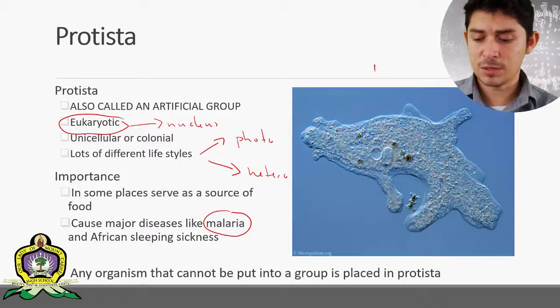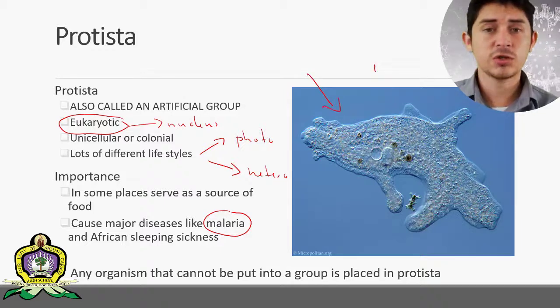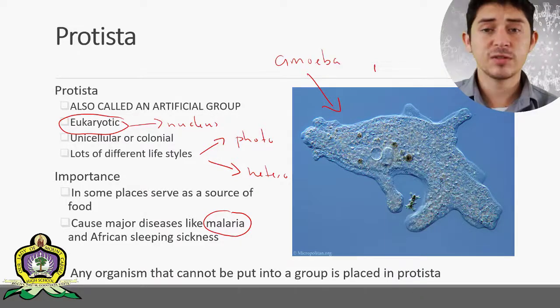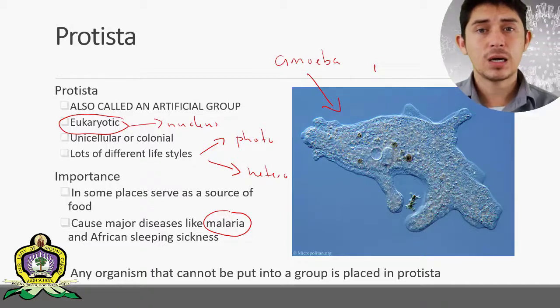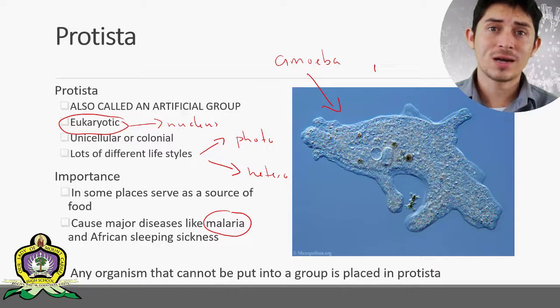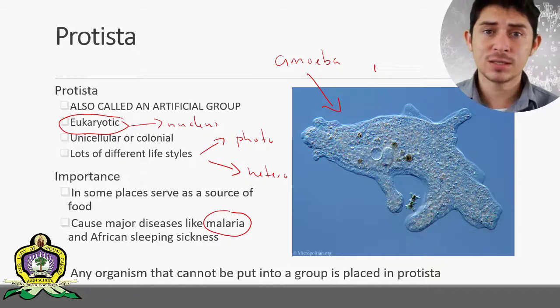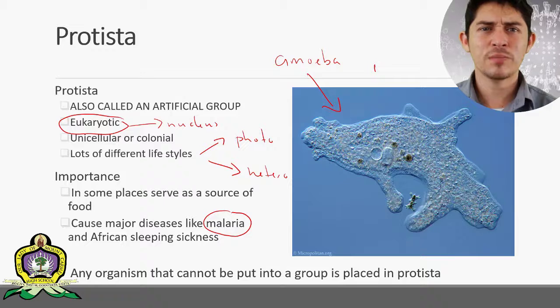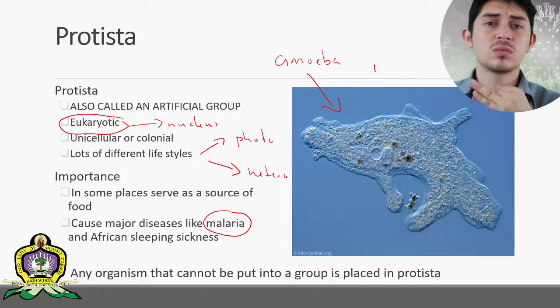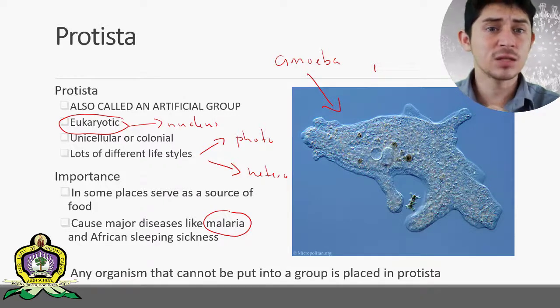Also, in my example here, you're able to see this organism. It is known as an amoeba. It lives in fresh water. Sometimes if you go to the river, you're able to acquire amoeba. And amoeba can cause very severe gastrointestinal issues. So this is more or less why Protista is relevant to us. One, they can cause severe disease. Two, they form the basis of certain food chains.